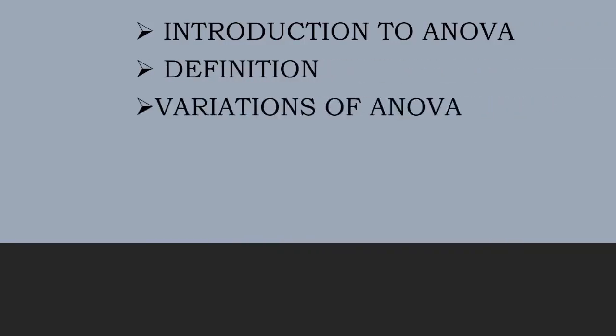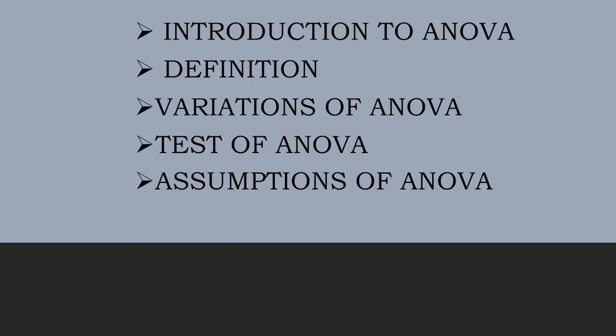An Anova test is a way to find out if survey or experiment results are significant. In other words, we can say that they help you to figure out if you need to reject the null hypothesis or accept the alternate hypothesis. So the topics that we will be covering today are as follows: introduction to Anova, definition, variations of Anova, test of Anova, assumptions of Anova, and types of Anova.